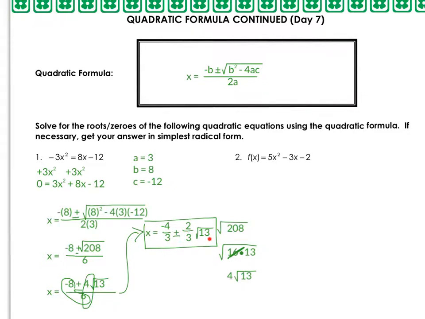So it looks really messy, but that's why the quadratic formula becomes helpful for situations like this, where completing the square would have been really tough and dealt with a lot of fractions and we cannot factor.